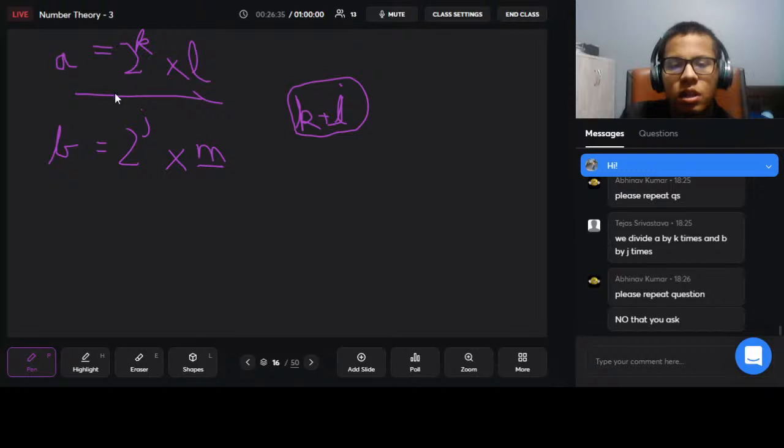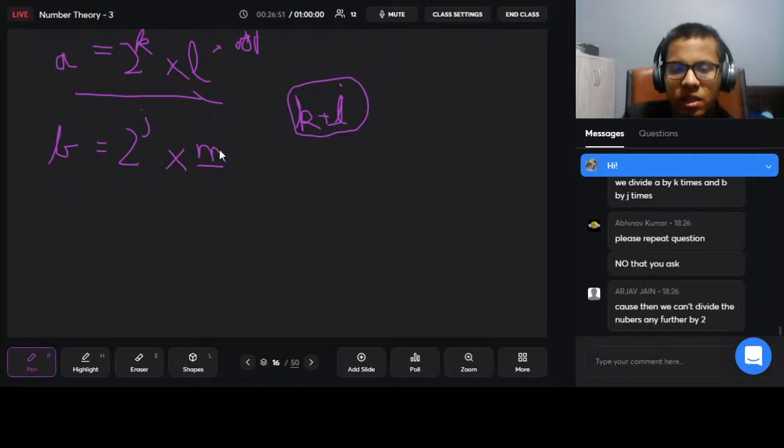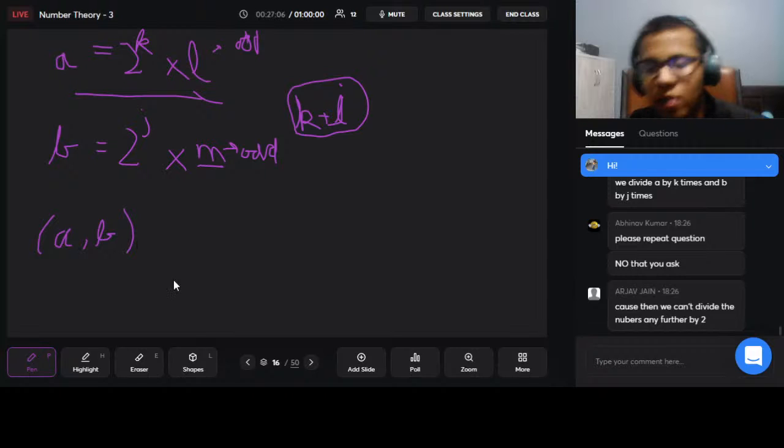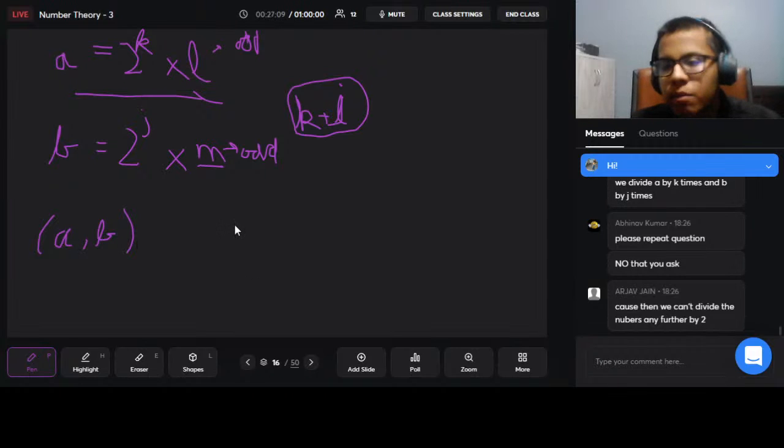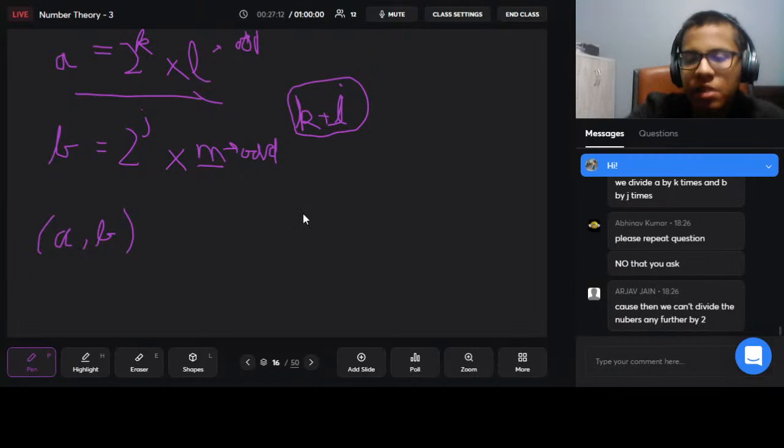Oh, okay. So I'm saying let A be 2 to the K into L, where L is odd. B equal 2 to the J into M, where M is odd. So the actual number of steps that I'll do on A comma B is K plus J. How do you prove that? Yes, I get it. Like you intuitively get why that's true, but what's the formal way to write it? I'll explain the formal way to write it.